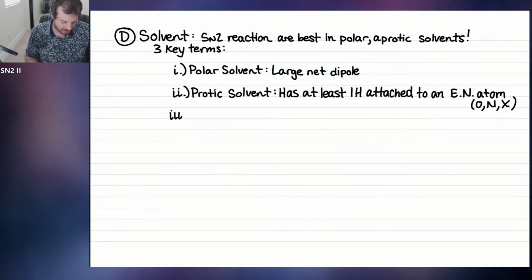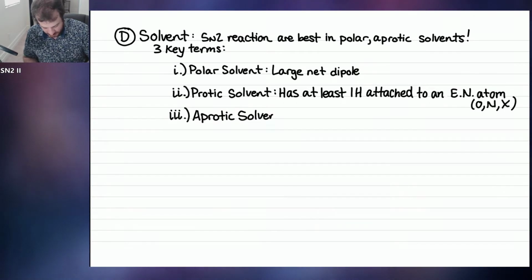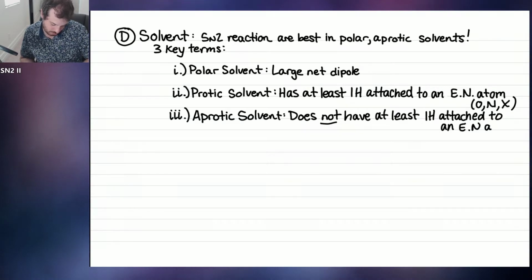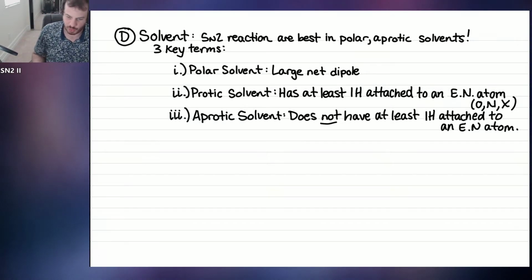And the third thing would be an aprotic solvent. An aprotic solvent does not have at least one H attached to an electronegative atom. So it's the opposite of a protic solvent.